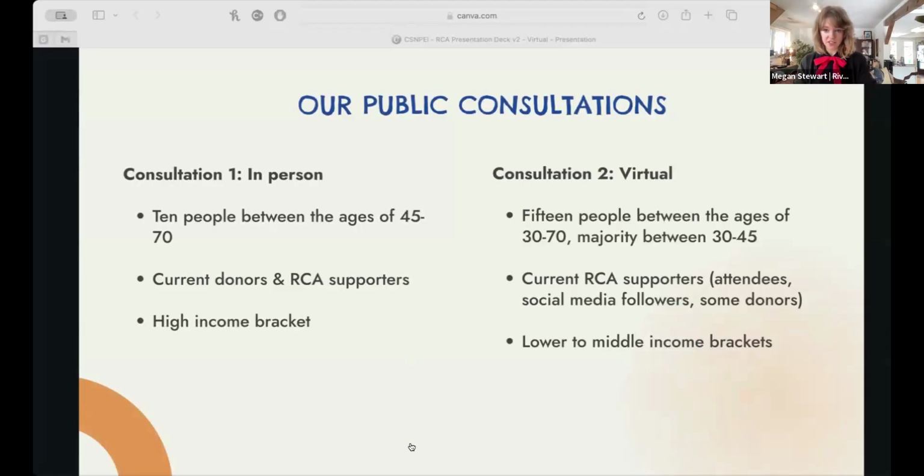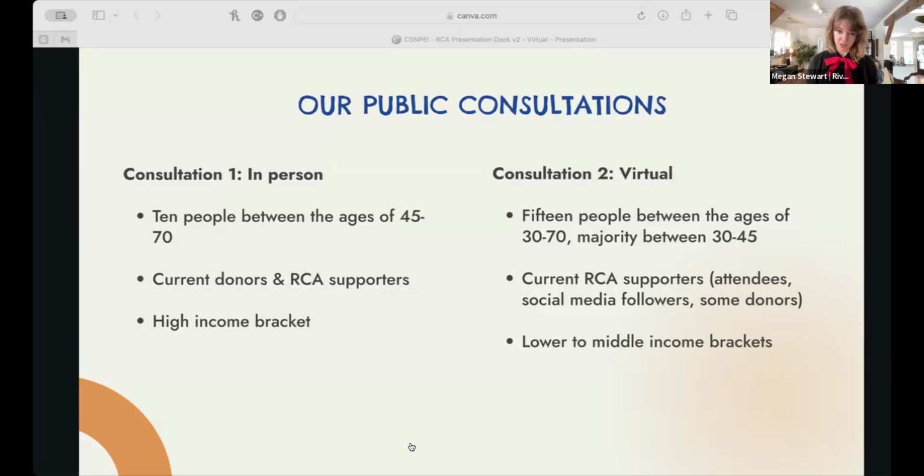We did two consultations this past spring. The first was an in-person consultation with about 10 people between the ages of 45 and 70. These people are current donors and River Clyde Arts supporters. They all fall into a higher income bracket. And then we did a second consultation, which was virtual, which gathered about 15 people between the ages of 30 to 70, with the majority being between the ages of 30 to 45.